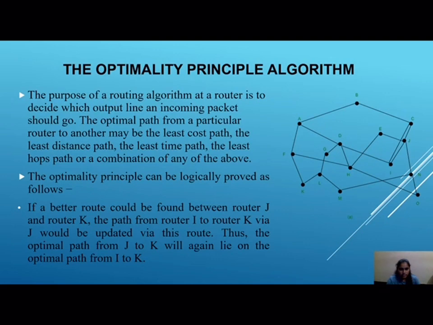If a better route could be found between router J and router K, the path from router I to router K via J would be updated via this route. Thus, the optimal path from J to K will again lie on the optimal path from I to K.